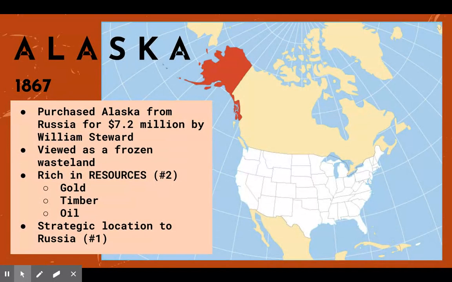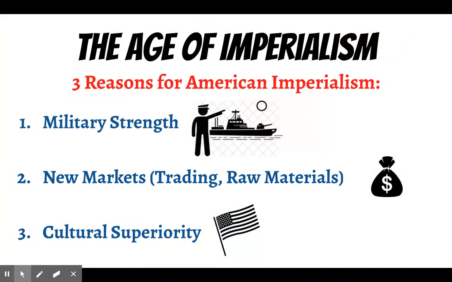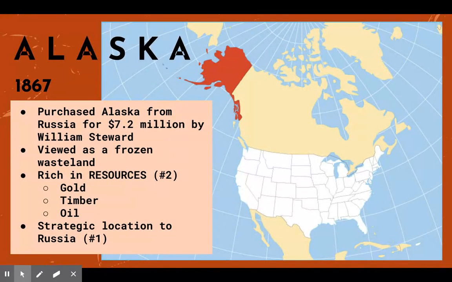If you're wondering why I have number 1 and number 2 listed, it goes back to what you wrote in your notes. Every time we take over a territory, I want you to put in your notes why we're taking over that territory. Is it military? Is it new markets? Is it cultural superiority? In this case, the new markets is the resources, so put a number 2 next to it. Strategic location to Russia, of course, is military, so put a number 1 next to it.